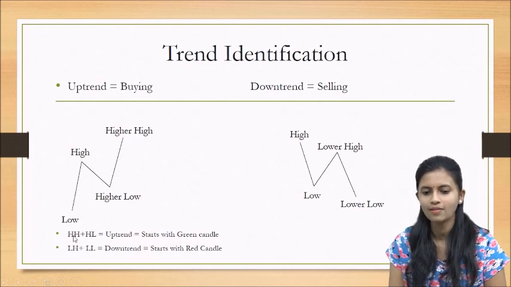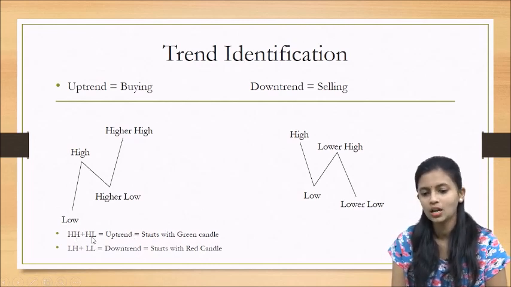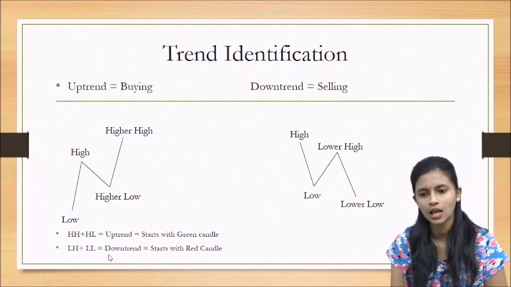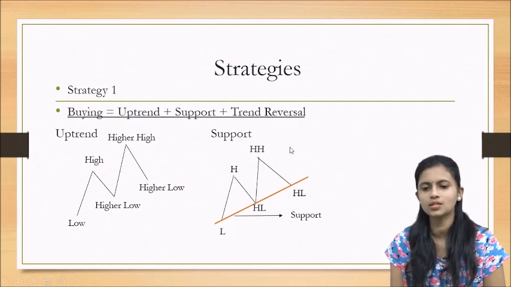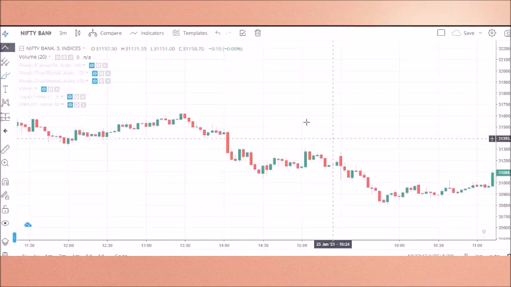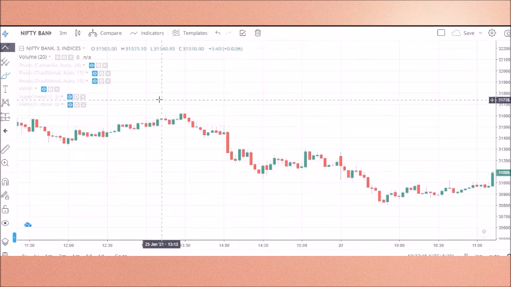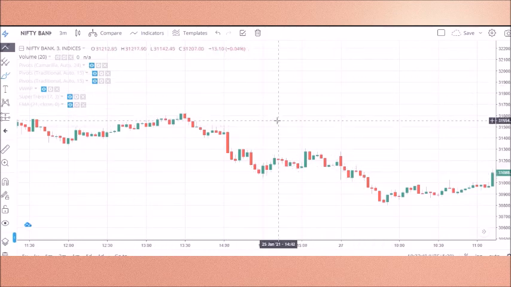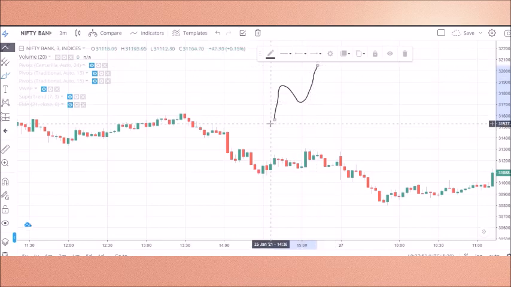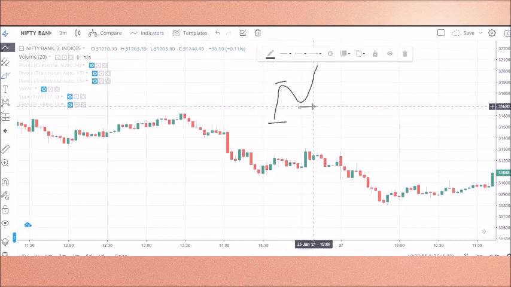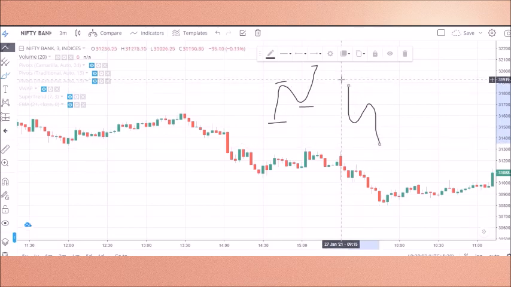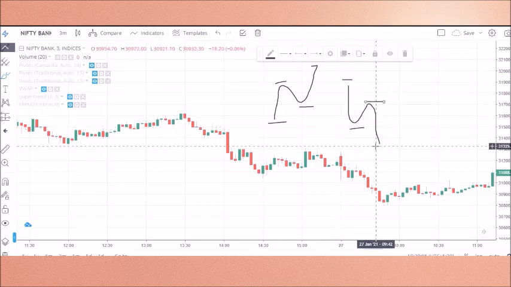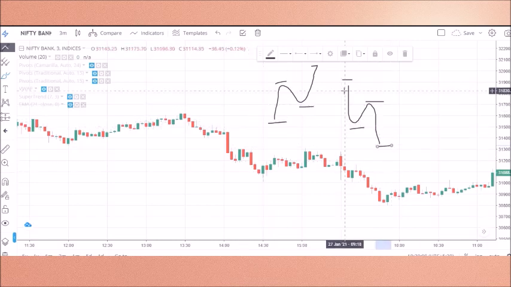So for an uptrend, you should have higher high plus higher low. For a downtrend, the stock or index should make lower high plus lower low. Before moving to the strategies, let's just look at some examples. Now let's check uptrend and downtrend in this Nifty Bank chart. If we get a pattern like this, then we'll have low, high, higher low and higher high, so it will be an uptrend. If we get a pattern like this, then it is high, low, lower high, lower low, which is a downtrend. So let's go on checking this.